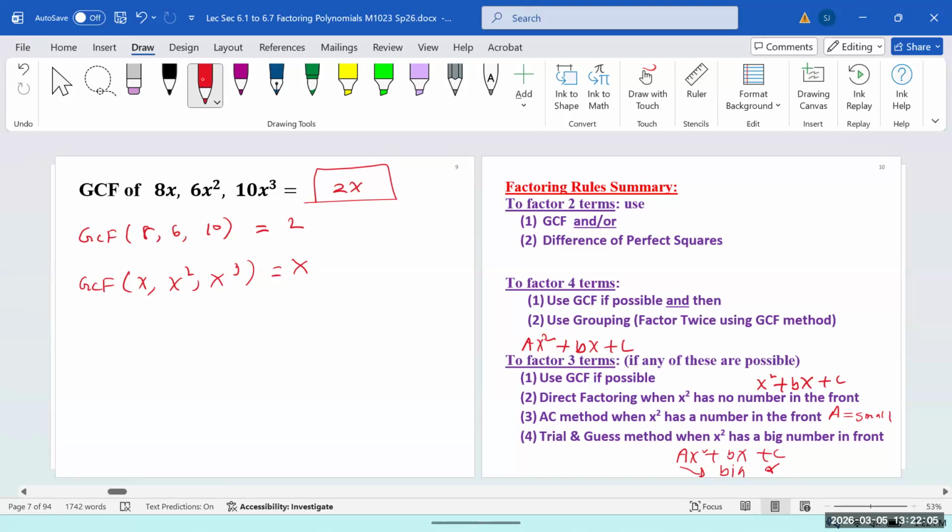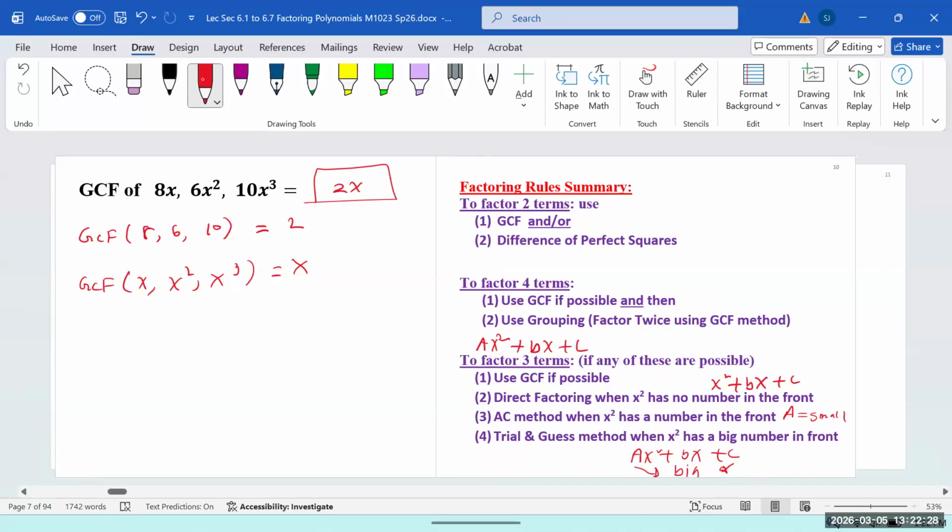If there is no x, or it's easy, we directly factor into binomials. If we do have an a, we look at which type of a we have, small or big. For small one, AC method. For big one, trial method. And that's what we're going to learn here. Any questions so far? Now let's start one by one.